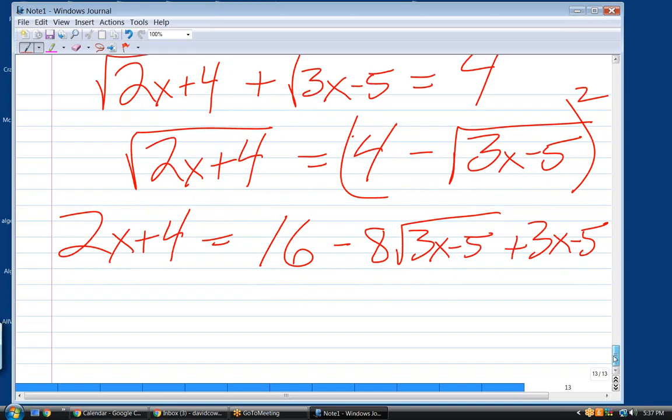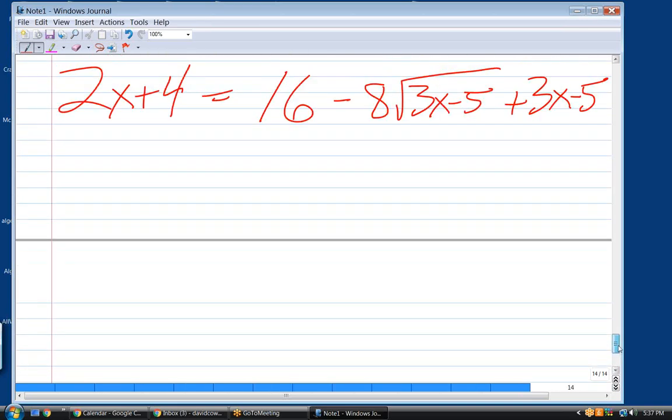What's our next step going to be? Or what's our goal going to be from this point in? To get rid of the radical. Right, but we're going to do that by isolating that. In other words, we're going to move everything else on the other side of the equation, isolate that, and then square both sides again. So a lot of times when you have two radicals in a problem, you have to do this process twice. In other words, the first step got rid of one radical only. We got it down from two radicals to one radical here.